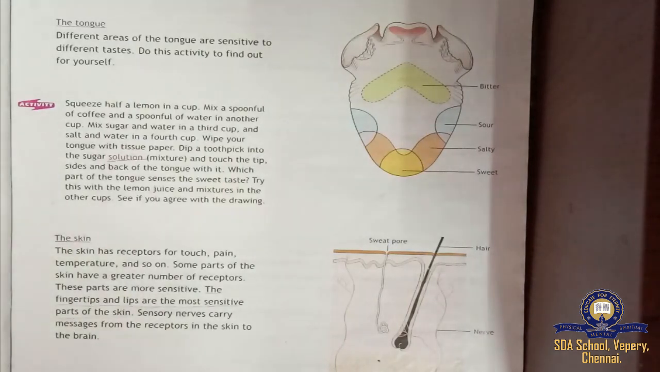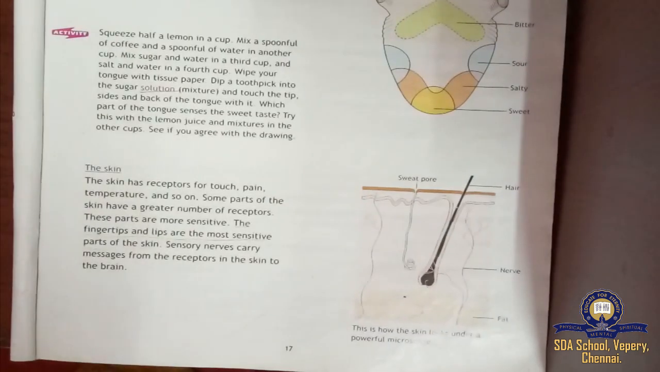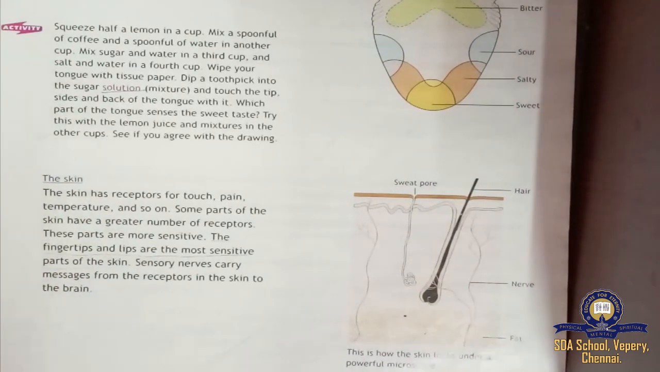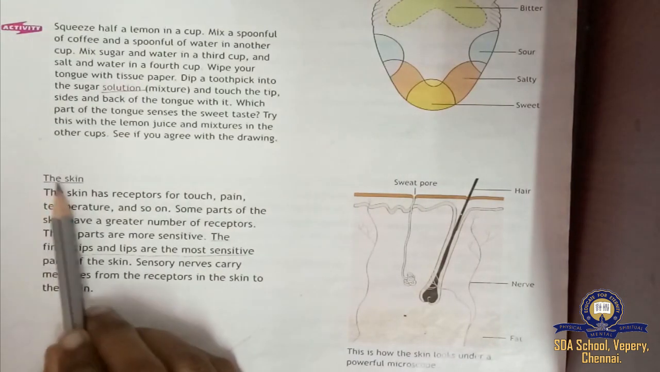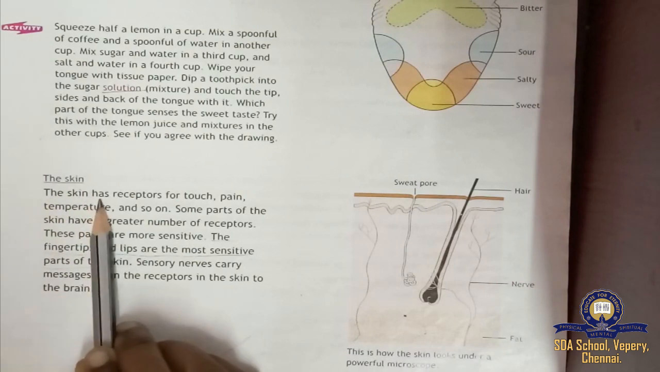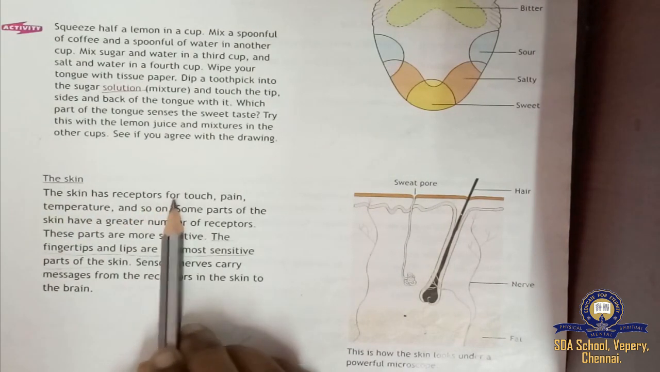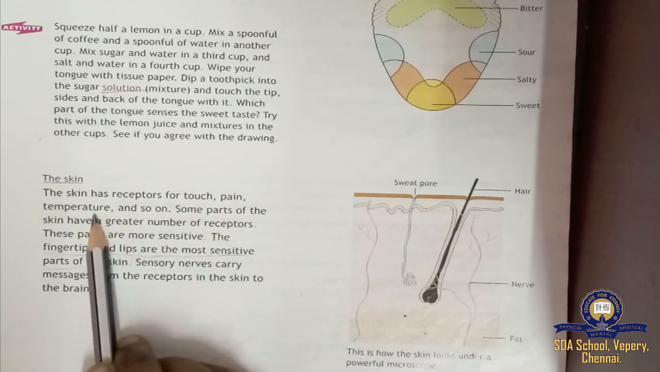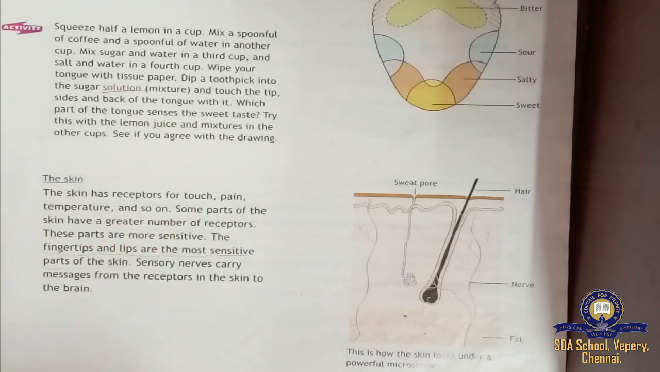Okay, so today we are going to see the skin. Skin is also a sensory organ. Take page number 17, and then listen here. The skin has receptors for touch, pain, temperature and so on. Yes, of course. We saw that each sense organ has its own special nerves called receptors.